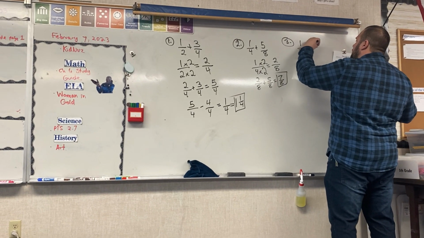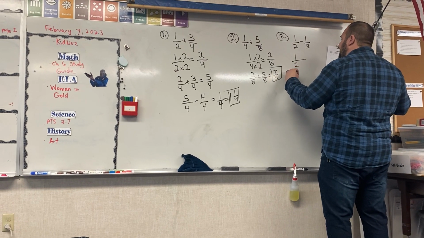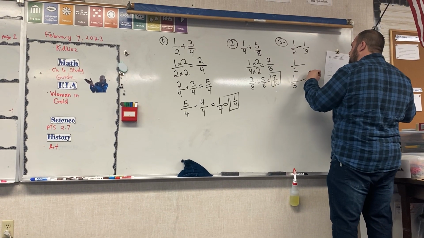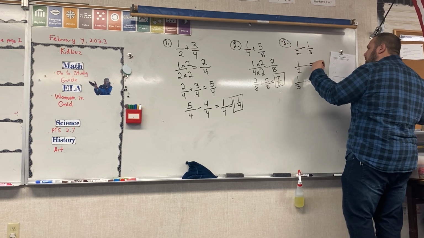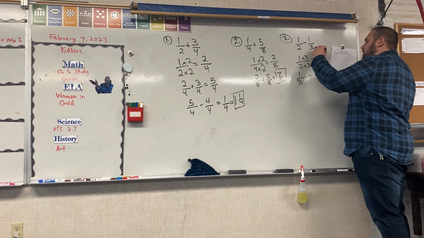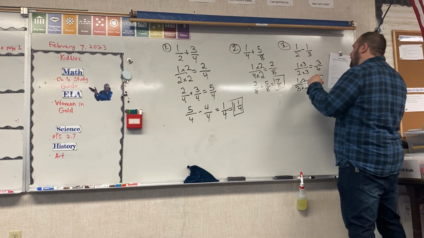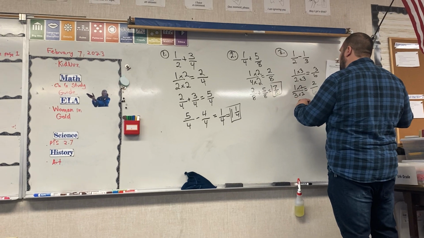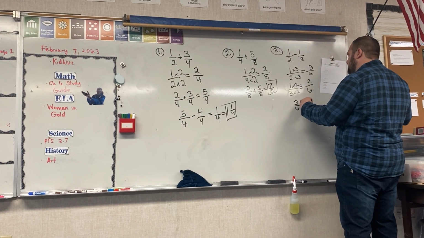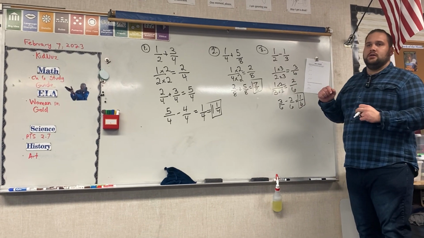1/2 minus 1/3. Got to find a common denominator. 2 and 3 have 6 as a common denominator. So I'm going to multiply 2 and 1 by 3. And multiply 3 and 1 by 2. Now I have 3 over 6 minus 2 over 6 equals 1 over 6. That's my final answer. Any questions on that?